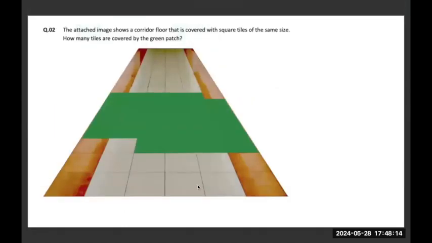The attached image shows a corridor floor which is covered with square tiles of the same size. How many tiles are covered in the green patch which is provided below? Now here, if you observe very carefully, there are certain groove lines which are actually visible to you. If you observe very carefully the diagram that is given.